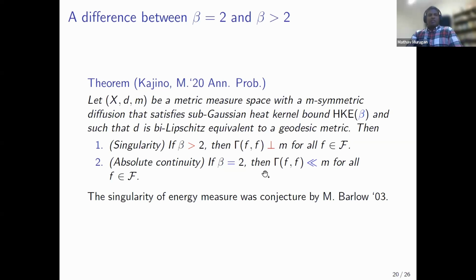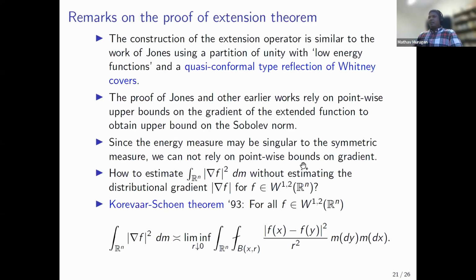But we just proved this a few years ago. So this is perhaps one reason why techniques might not so easily carry over from beta equal to 2 to beta larger than 2, because of this issue of singularity of energy measures. And I'll be more precise soon. Okay, so the construction of the extension operator basically uses this method of Jones.